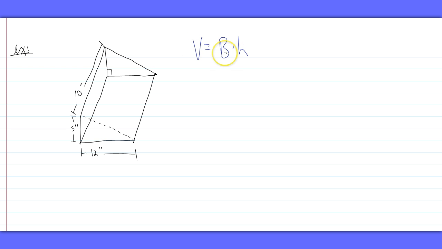Capital B is the area of the base. So as I look at this triangle, I need to find the area of that. Well, the area for the triangle on top is congruent to the area of the triangle on the bottom. So as I look at just that triangle at the bottom, I know that the area is 1/2 times 5 times 12. It's always 1/2 little b, little h when you're talking about a triangle. So if we multiply those together, we get 30. 30 is the area of one of those triangular bases.